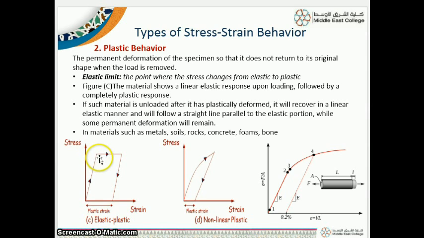If the material is not able to come back to its original position, if there is any change in the material length or volume or size, that type of behavior can be defined as plastic behavior. If the material comes back to the original position, that type of behavior is elastic behavior. In materials such as metals, soils, rocks, concrete, foams, bone, we can find this plastic behavior.